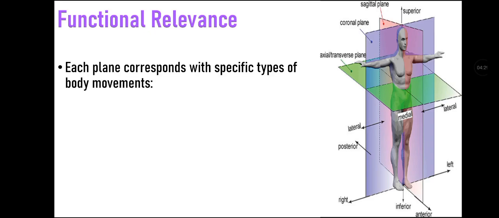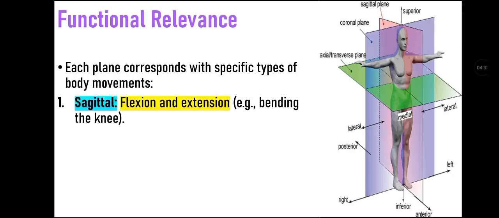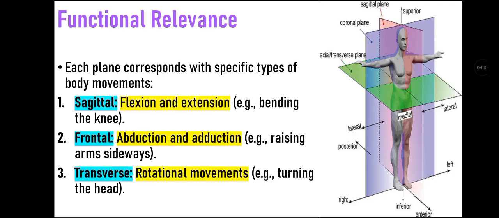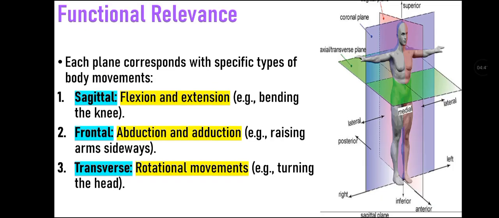Now let's talk about the functional relevance or functional significance of anatomical planes. Each plane corresponds with a specific type of body movement. For example, in the sagittal plane there is flexion and extension. In the frontal plane there is abduction and adduction, and in the transverse plane there are rotational movements.